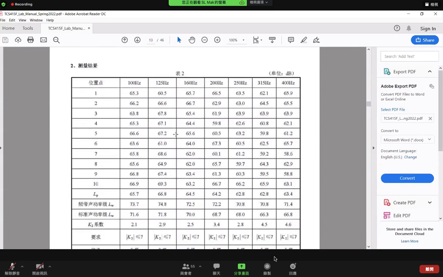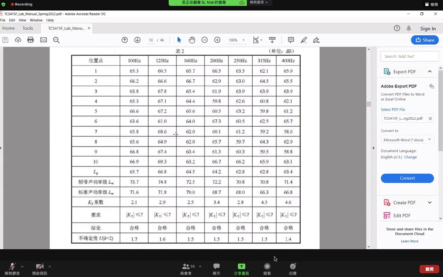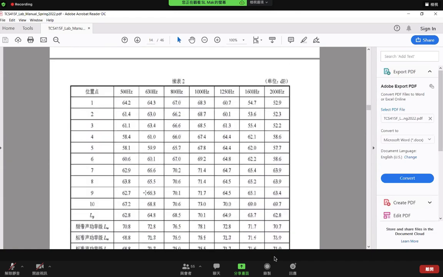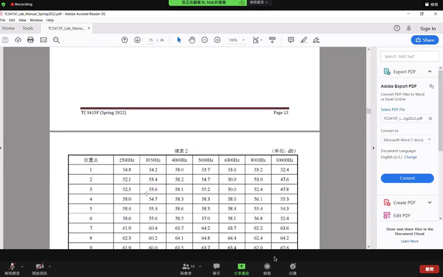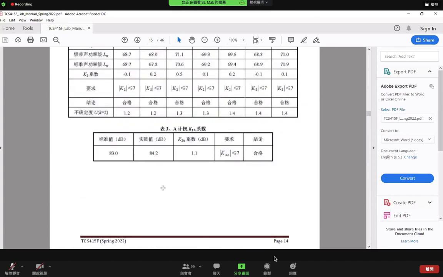It's a summary. Each time we will use a single frequency. Firstly, we will check 100 Hertz and then 125 Hertz, etc., and then calculate the individual K2 value. Finally, we will get the overall K2A. The K2A is 1.1.